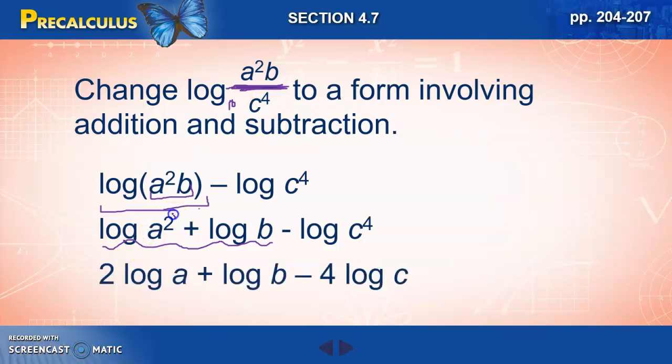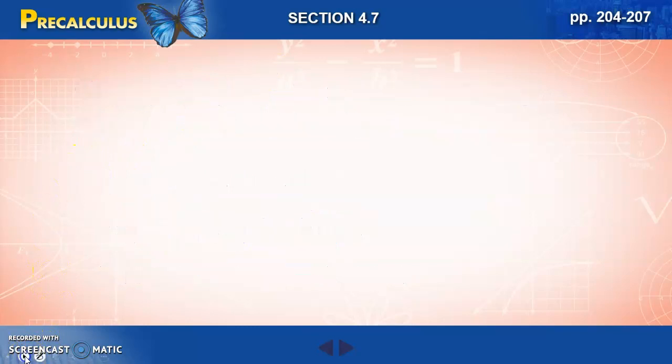And then we're going to use the power rule because we have one of our arguments being raised to a power. And so that 2 will come down in front. So we have 2 log A plus log B minus 4 log C. The 4 also came down in front of the log here because of that power rule, power law. And that is where we are stopping. We're not asked to find any particular value. We're just asked to change it to a form that involves addition and subtraction only.